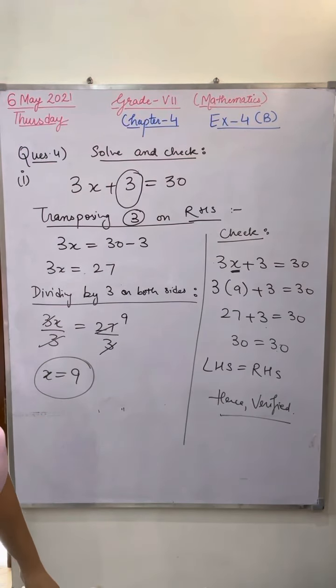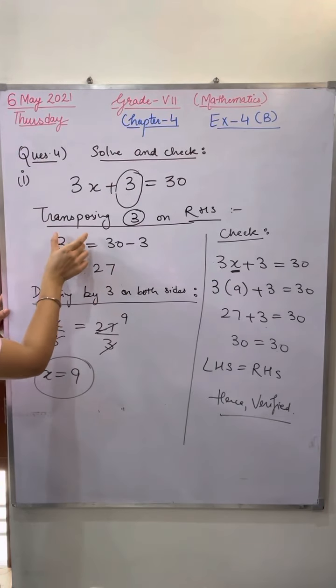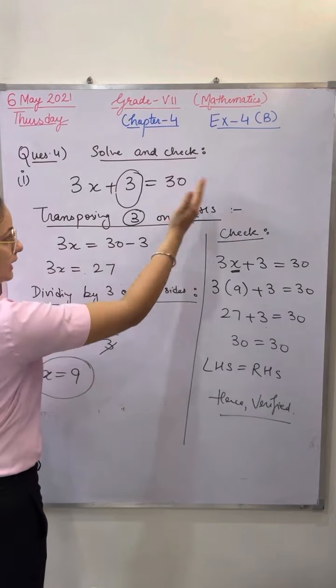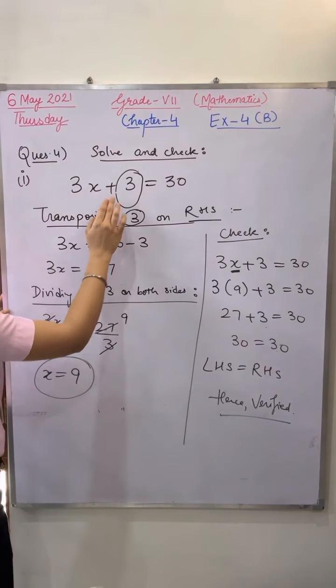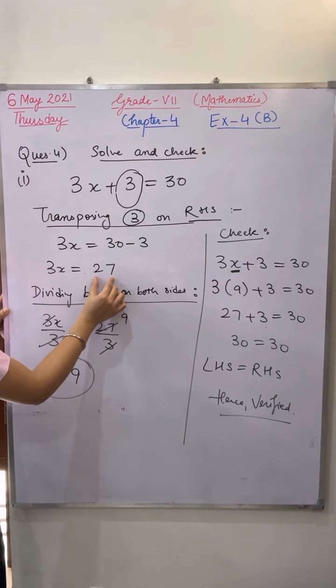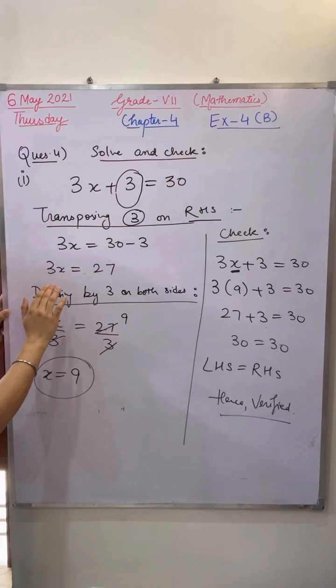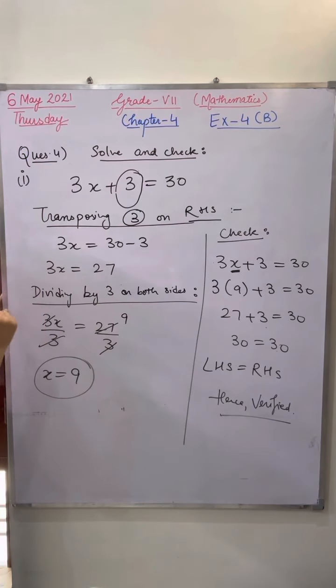See, in this question, first of all, this is a constant value. You have to shift this constant value here. But before shifting, you have to mention the step, which step you are going to apply. So transposing 3 on the right hand side. Okay, so 3x will be here, 3 will go that side. Answer will be 27. So 3x is 27. Okay, still the answer is not solved fully. Again we have to go with one more step.